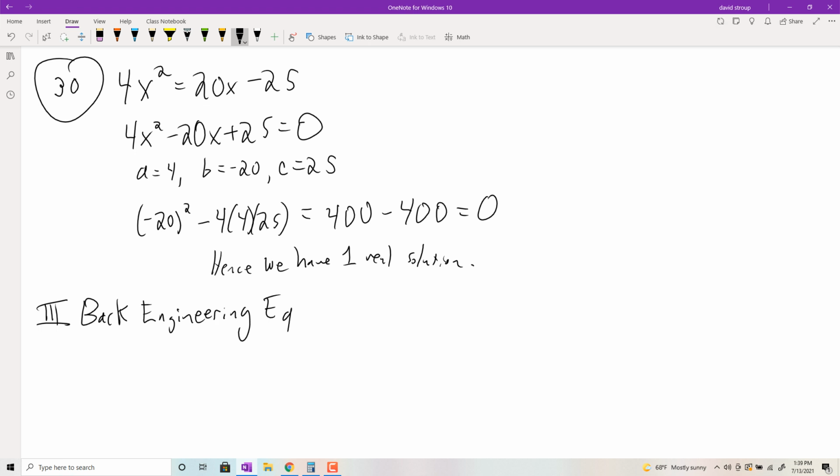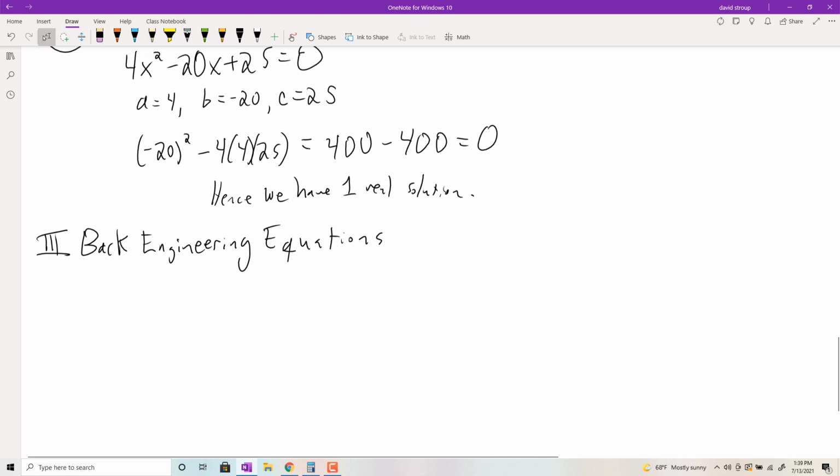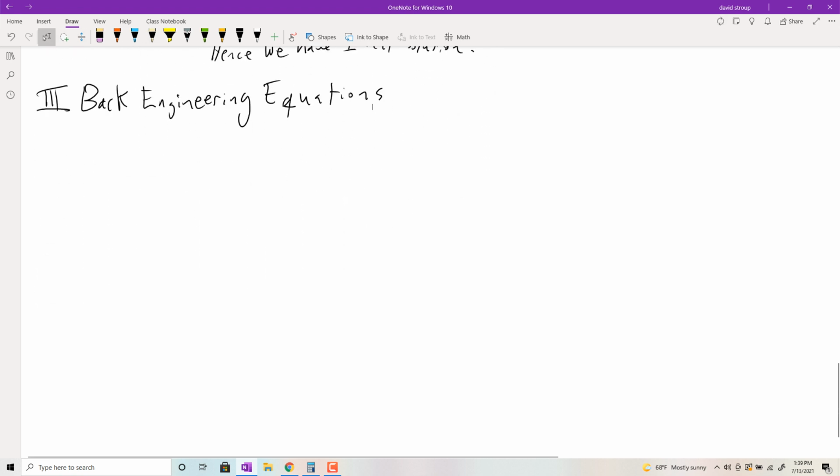Like the UFO technology, they always say they back engineer the UFO technology from the actual UFOs. Back engineering equations. Okay. And you'll do this a lot if you keep taking math. Sometimes you just won't have a clue, but you'll be able to get the answer, and then you can see how they got the answer. That's a way of back engineering stuff.